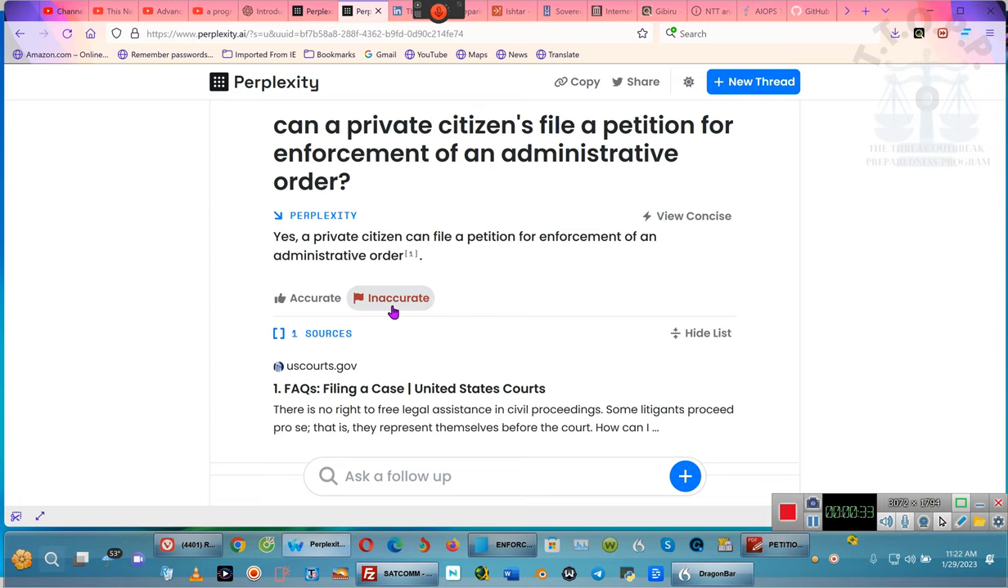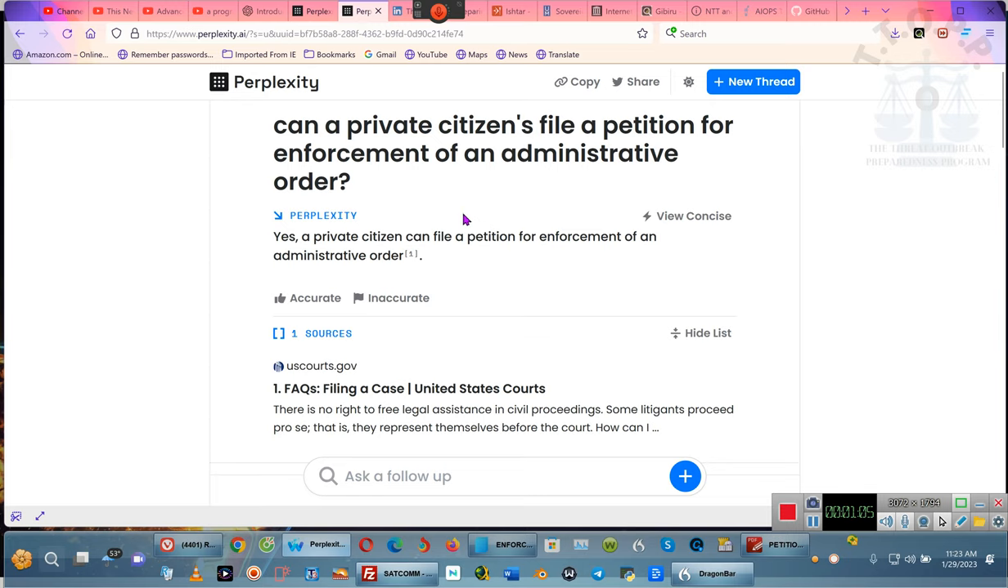Ladies and gentlemen, we have just brought to your attention that there is a process known as a petition to enforce an administrative order, or an application to enforce an administrative order. Either way, vice versa, the same thing. Can a private citizen file a petition for enforcement of an administrative order? Because normally it's done by attorneys and attorney general's offices. But guess what? Y'all get to do it.